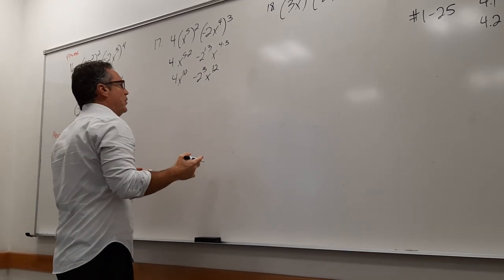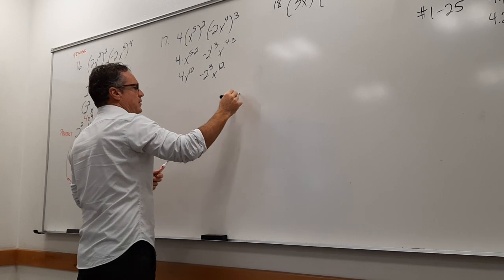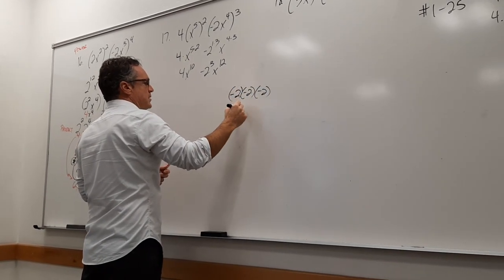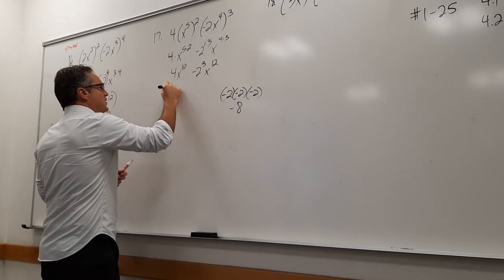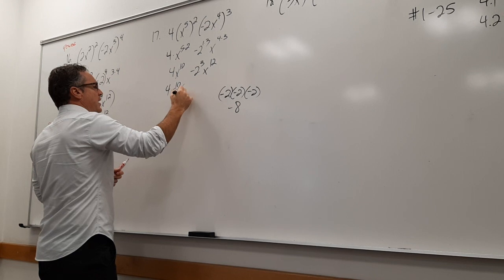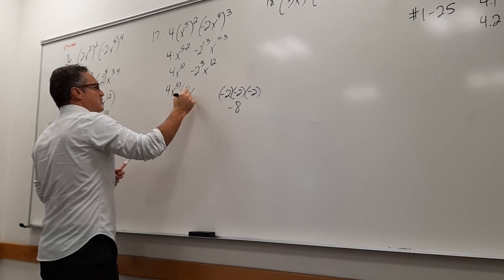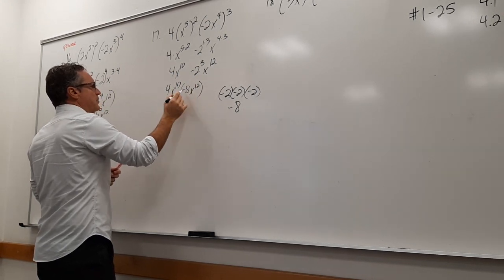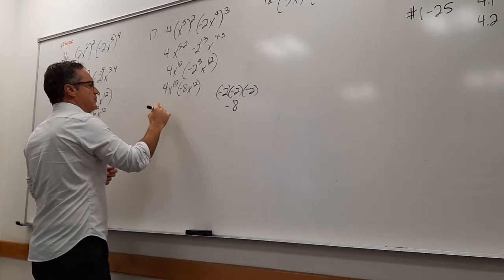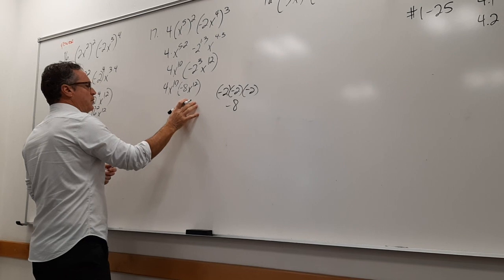Negative 2 to the third is, in essence, negative 2 times negative 2 times negative 2, which is negative 8. So this is going to be 4x to the 10th times a negative 8 x to the 12th. Why did I put the parentheses there? So it doesn't look like we're subtracting these, okay? All right, so now mono times mono, what we learned today.